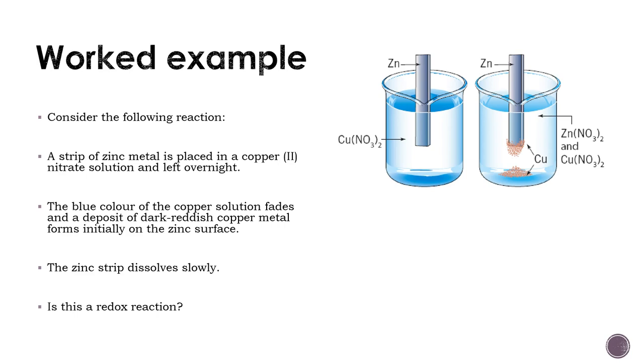If we look at the following reaction, where we place zinc metal into a solution of copper(III) nitrate and leave it overnight, we will see the blue color of the copper solution diminishing, indicating that the concentration of copper is decreasing. Okay, and we will start to see a deposit of a dark reddish copper metal on the zinc surface. So overnight, okay, we will see the formation of copper metal and the color changing in the solution. What we'll also see is that the zinc strip slowly dissolves away.